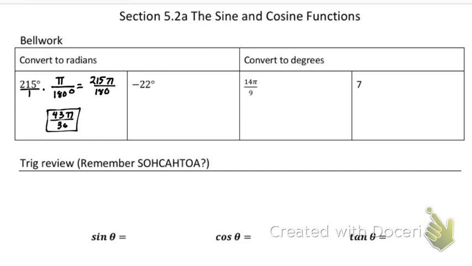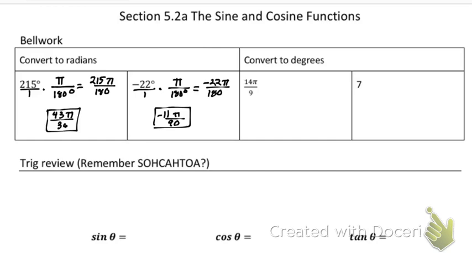All right, next one is negative 22 degrees. We're going to follow the exact same script. We're going to multiply that by pi over 180. That's going to equal a negative 22 pi over 180. The degrees will cancel out. That reduces down to negative 11 pi over 90. I guess 2 just goes into that one.